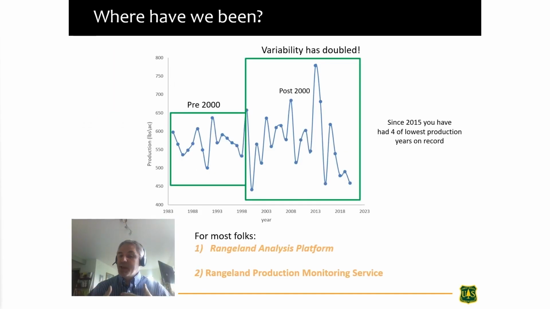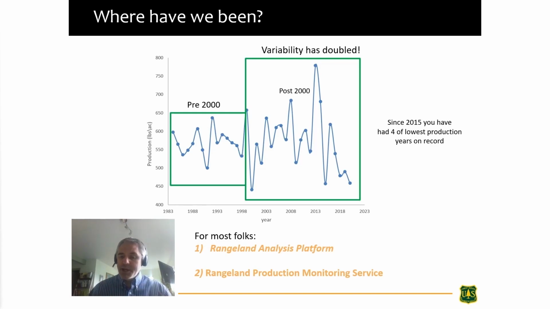So in terms of answering that first question, where have we been, looking at vegetation trends, I like to use either the Rangeland Analysis Platform, a very good tool, or the Rangeland Production Monitoring Service, which is my own tool. Not as good of a platform, but equally as good of data. Some of those data are shown here. On the X, we see time, on the Y is production in pounds per acre.